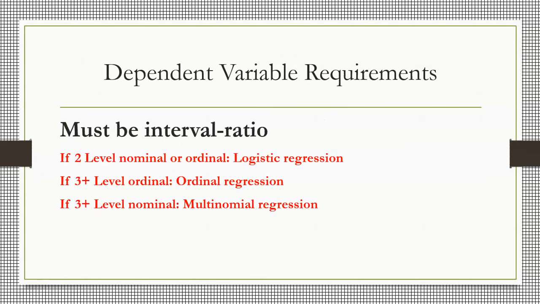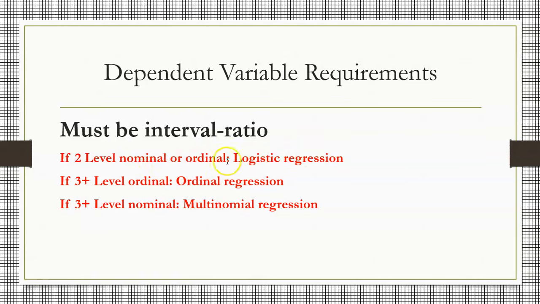Okay. Now let's talk about the particular variables. The dependent variable, the Y, has one major requirement. It must be interval ratio. It absolutely must. Can't be categorical. Must be interval ratio, to do a multiple linear regression. Now, if that's not the case, they have other options.